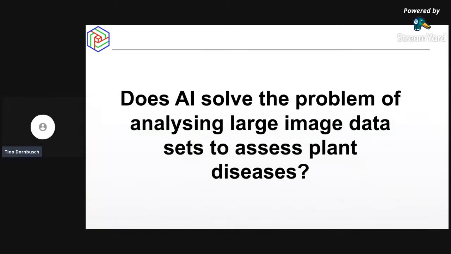So, does AI now solve the problem of analyzing large image data sets to assess plant diseases? Okay.